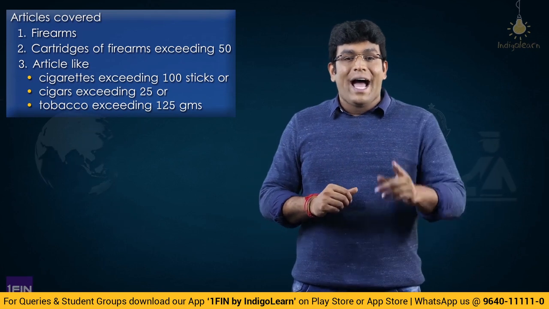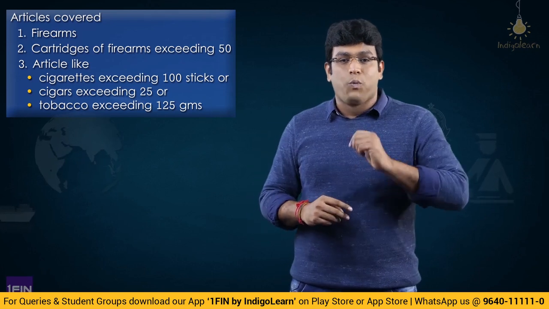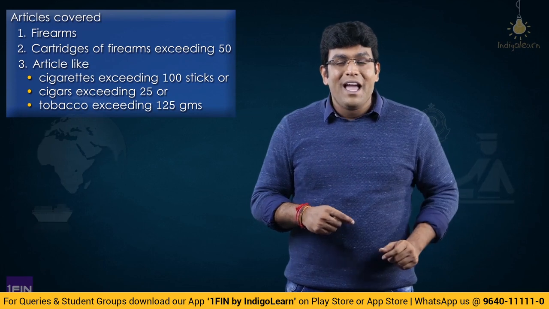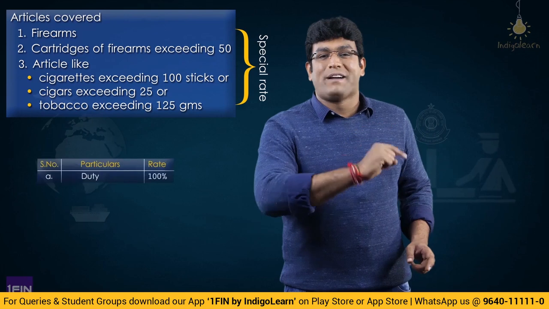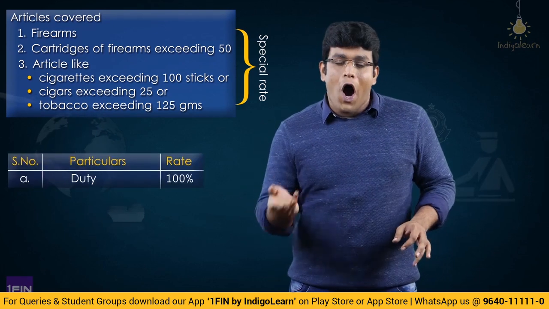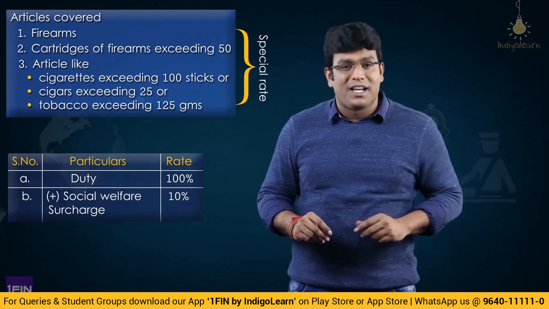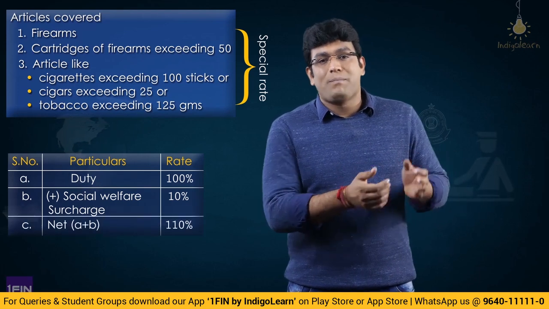Now let me tell you an interesting point, my dear friends. For the first 3 points of Annexure 1, the rate of duty of baggage will not apply. We have got a special rate, and the special rate is nothing but 100%. The rate of duty is 100%. Of course, on that 100%, again there is a 10% social welfare surcharge. That is, they'll pay the duty at the rate of 110%.